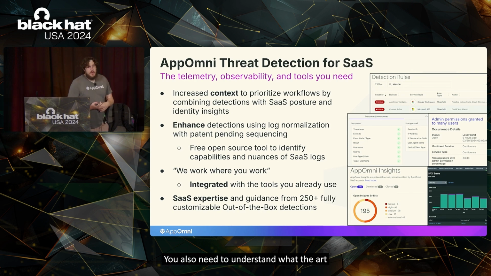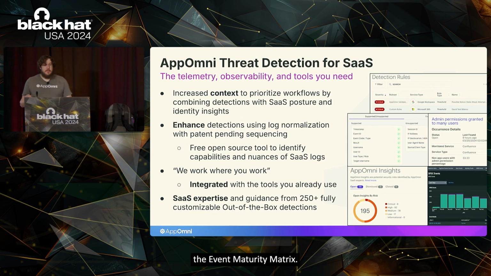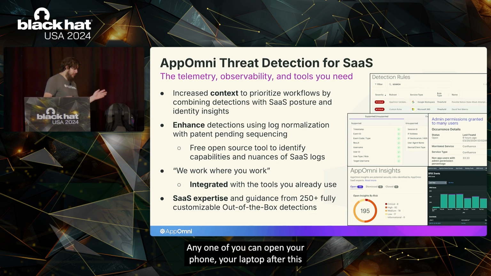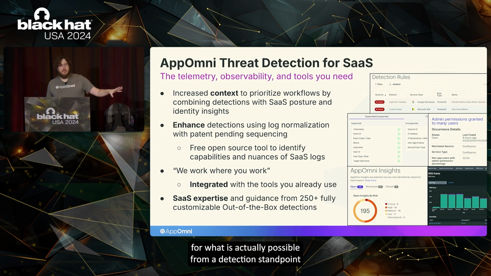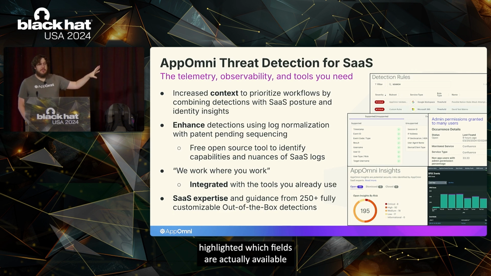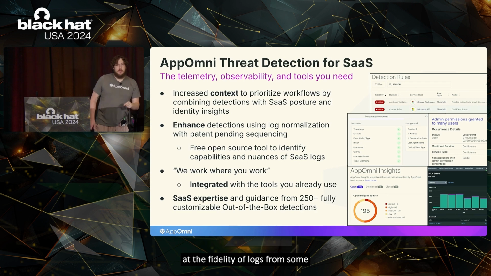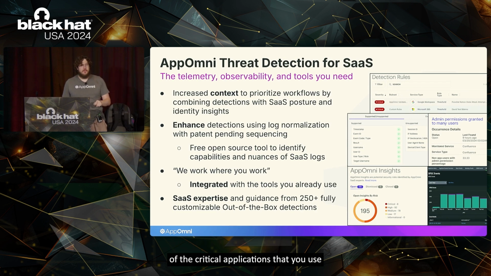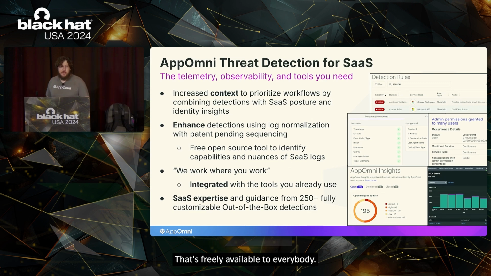You also need to understand what the art of the possible even is for detection. And that's why we have something called the Event Maturity Matrix. Any one of you can open your phone, your laptop after this, and get a really good feel for what is actually possible from a detection standpoint. We've gone ahead and indexed specific event types, highlighted which fields are actually available and which fields are not available. I guarantee you, you will be surprised when you look at the fidelity of logs from some of the critical applications that you use, that certain things are missing or certain things are not even logged at all. That's freely available to everybody. It's open source.